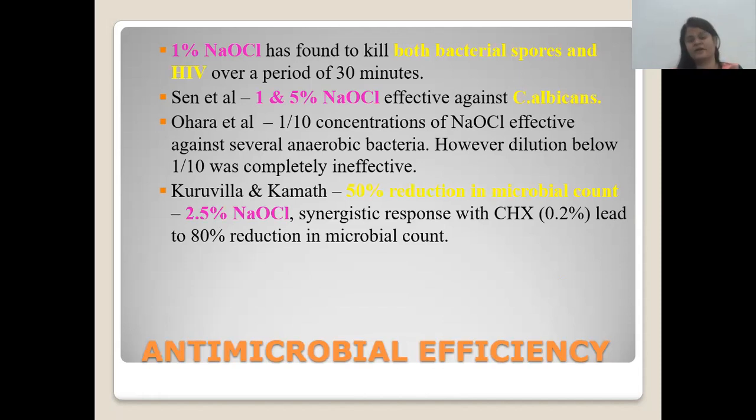Then O'Hara et al. stated that a 1 by 10th concentration of sodium hypochlorite is effective against even several anaerobic bacteria. However, dilution below 1 by 10 was completely ineffective. So some concentration needs to be maintained. And Kuruvilla and Kamat stated that a 50% reduction in the microbial count was seen when 2.5% sodium hypochlorite was used, and along with the synergistic response of 0.2% chlorhexidine, it led to an 80% reduction in the microbial count.